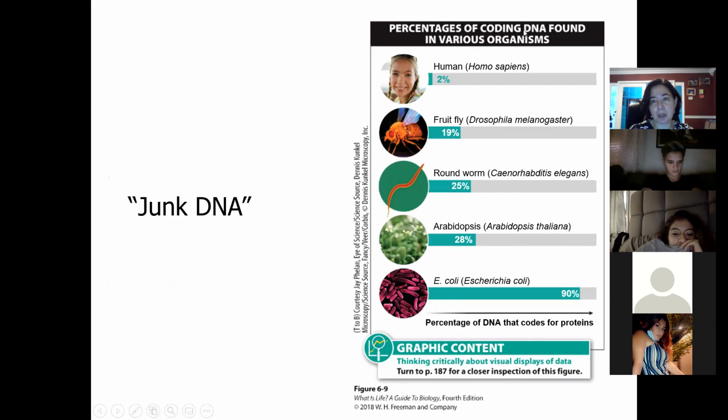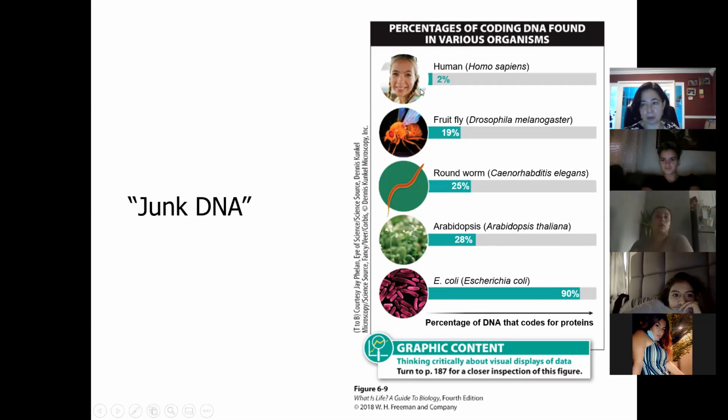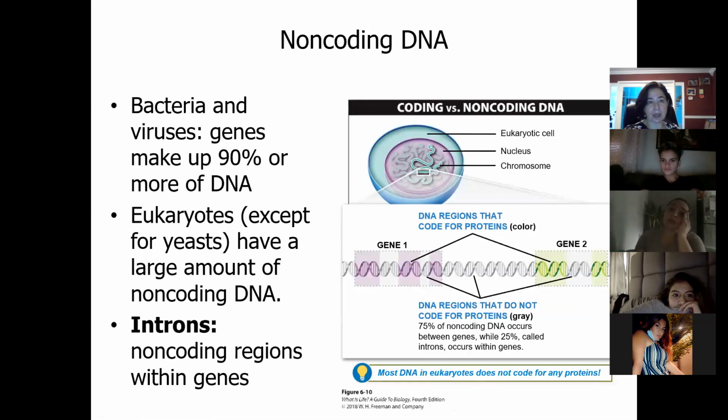So this is percentage of coding DNA. Human DNA is only 2% that codes. Fruit flies have actually more, roundworms even more. This is some plant. And E. coli, actually 90%. But E. coli makes sense, it's only one cell, so it's going to use all its genes, right? So basically I can say 98% of our genes, we don't really use much. This is crazy. Okay, so what is non-coding DNA?